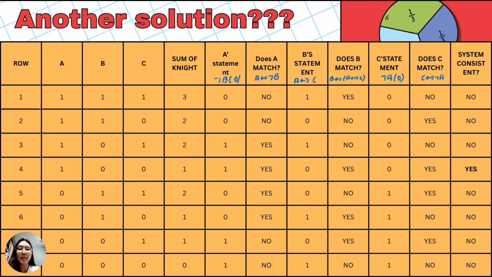And for the last one, we have to look at the system. Is the system consistent? That means which row has 3 yes for the A match, B match, and C match, which is which row has column A matched with the A statement, column B matched with the B statement, and column C matched with the C statement. So we can see that row 4 got 3 yes. So row 4 is consistent. Since row 4 is consistent, we know that A is 1, which means A is the knight, and B and C are 0, so B and C are the knaves.